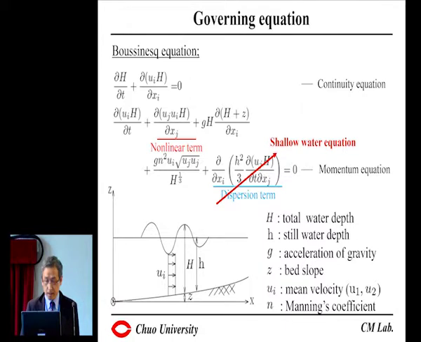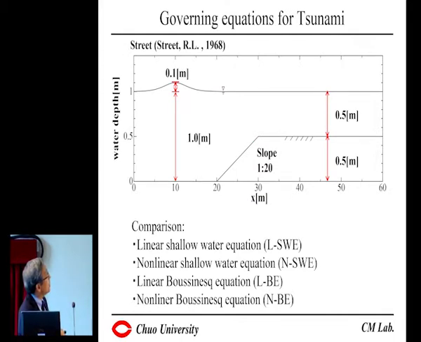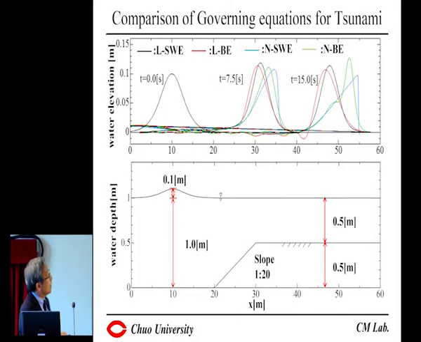And this is a good example to show the differences of the characteristics. We compare the numerical solutions obtained by using those equations. And this is the computed result. The blue line denotes the computed results obtained by the nonlinear shallow water equations, and the green line denotes the computational results obtained by the Boussinesq equation. We compare those solutions with experimental data, and the circular mark denotes the experimental result. So from this figure, you can see the computed results obtained by the Boussinesq equation are in good agreement with the experimental data.